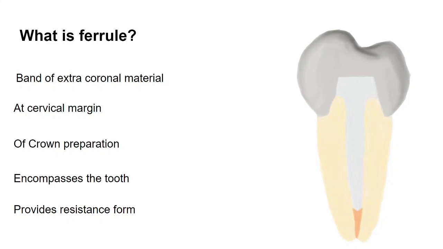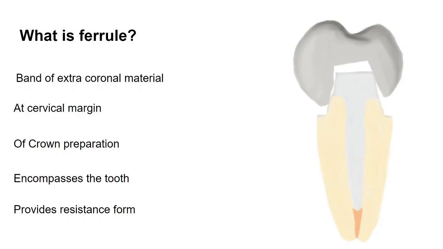So, what is resistance form? Resistance form is the quality of the preparation that prevents the rotational movement of the crown. The crown preparation without the resistance form can easily be rolled off the die, whereas preparations with resistance form prevent the rotational movement of the crown and provide the unidirectional insertion and removal of the crown over the prepared tooth surface.